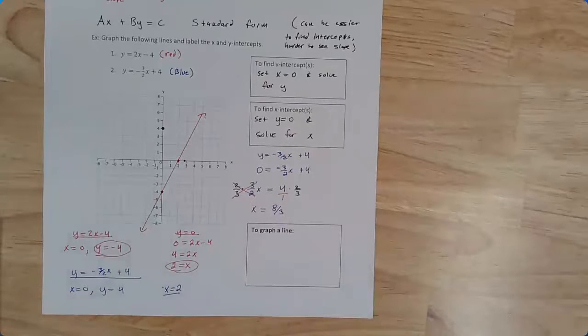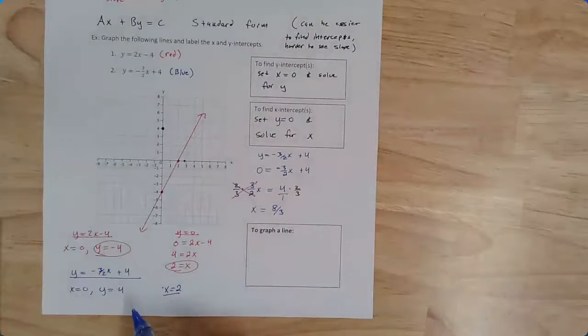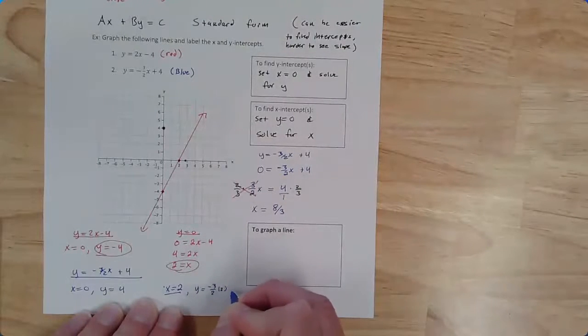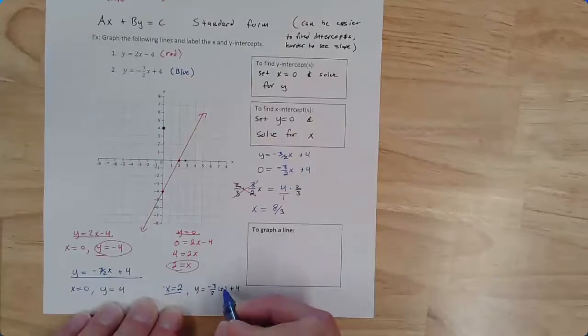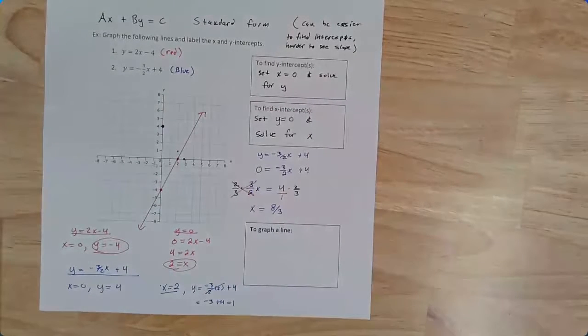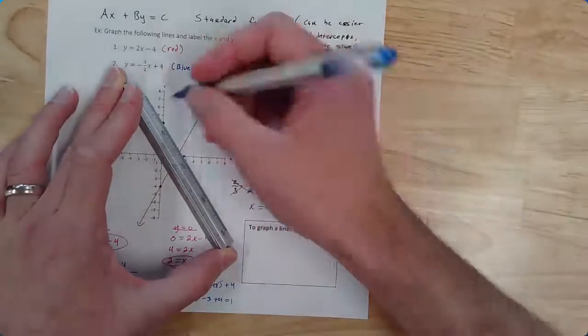Thank you. You're welcome. So I picked 2 because I know -3/2 times 2 is going to be an integer. So when I plug in 2, I'm going to get y equal to -3/2 times 2 plus 4. -3/2 times 2 is -3. -3 plus 4 is +1. So I'm going to add another point there just to make sure that I get it right. Usually I wouldn't do that. Usually I wouldn't even draw these little marks, but I wanted to make it look nice for you all.